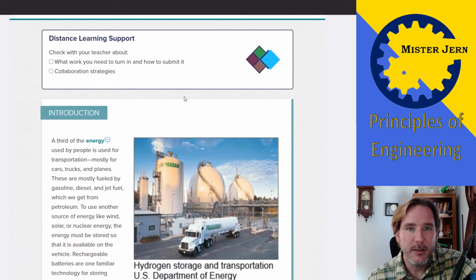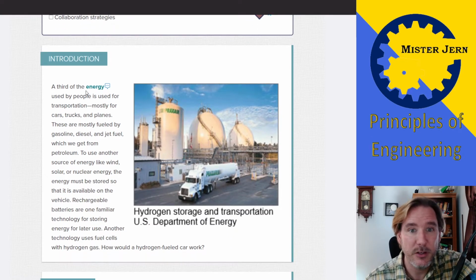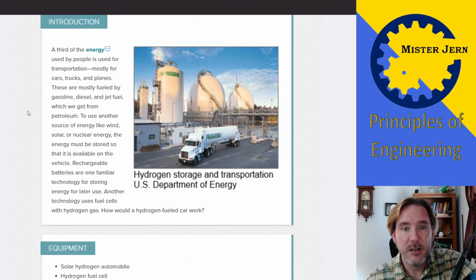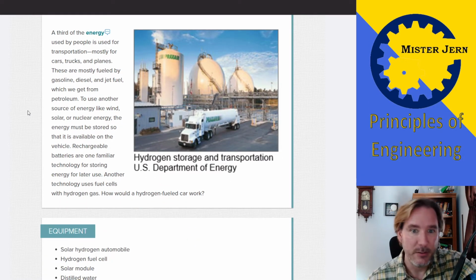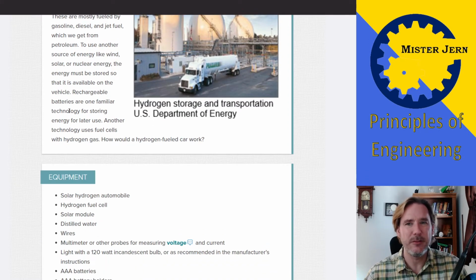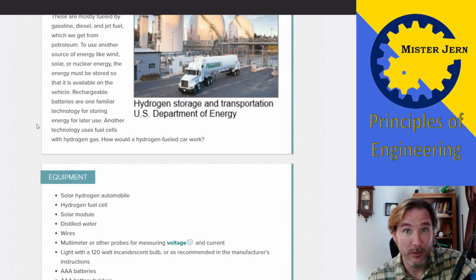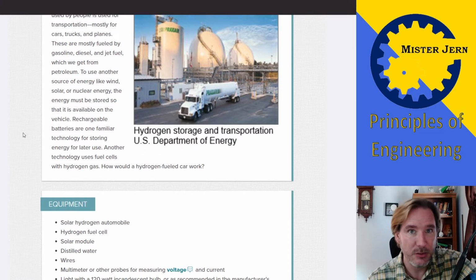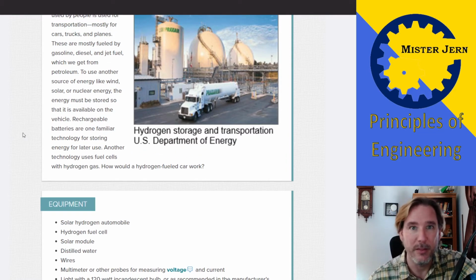So for this one, this is the actual version of it if we were going to do it in class. What I'd like you to do is read through the introduction. It talks about energy, and how rechargeable batteries are just storing energy for later use. And it gives a little bit of an introduction into hydrogen power, hydrogen fuel cells. Not just for cars and automobiles, but for anything really.